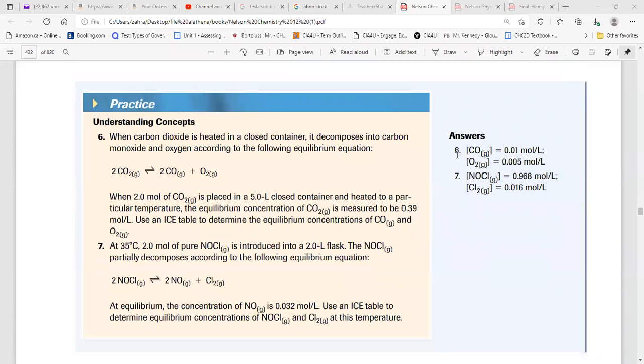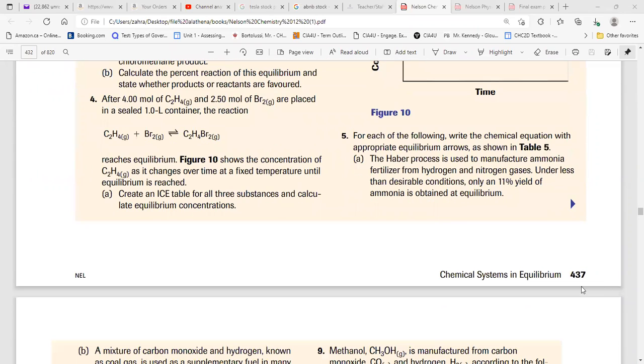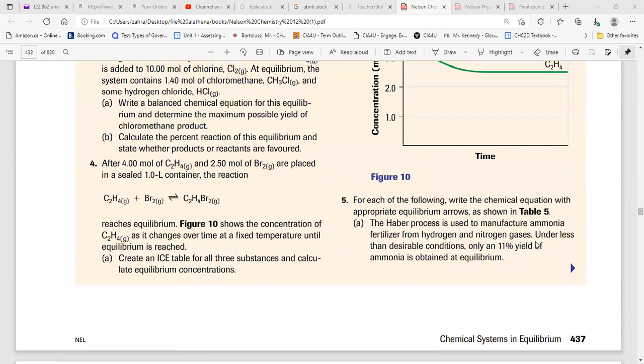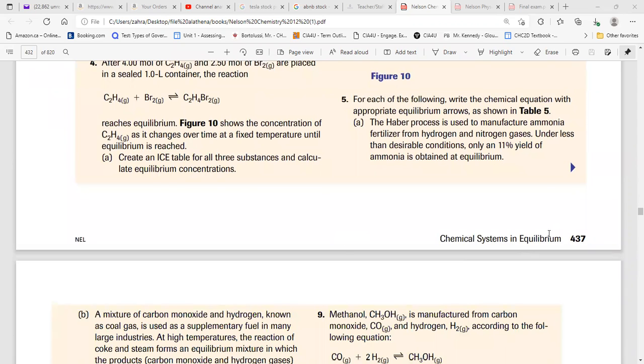So for practice, please do questions number 6 and 7, page 437. Also question number 4, here, page 437.